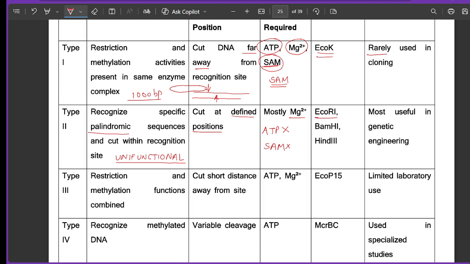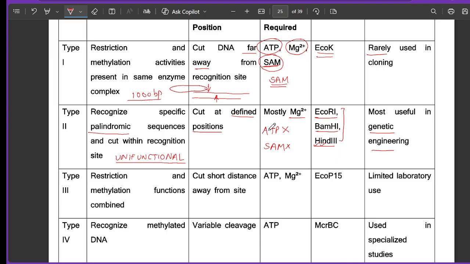The examples can be EcoR1, one of the earliest discovered restriction enzymes which is still in use. The example can be BamH1. The example can be HindIII. So all these are important ones. HindIII, from Haemophilus influenzae. And these are very important and useful in genetic engineering.